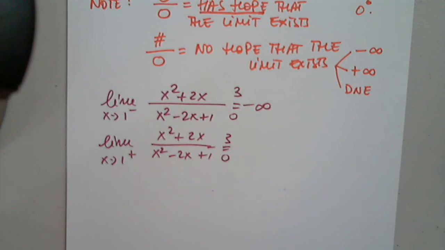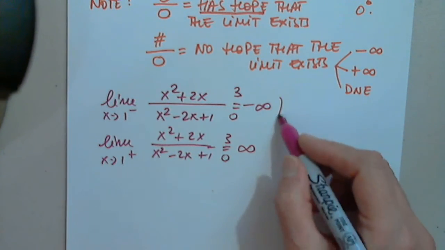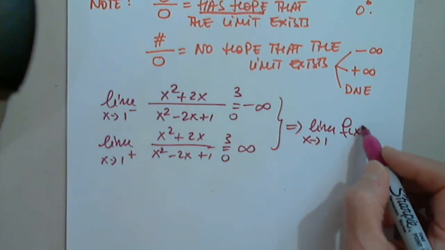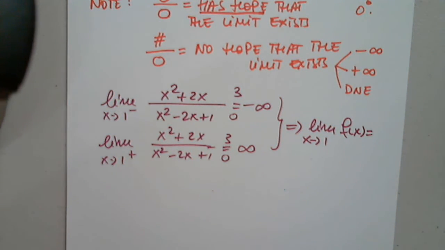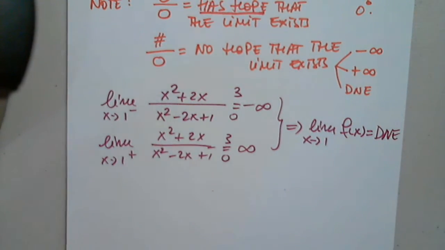And from the other side of 0, what do I write? Positive infinity. Great job. So what is the conclusion for the limit from either side of 1 of f of x? DNE. Thank you very much. Awesome. Well done.